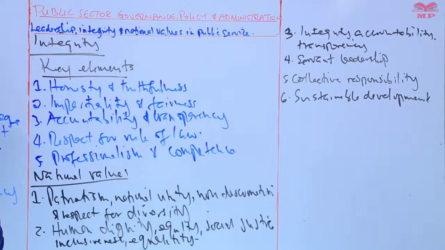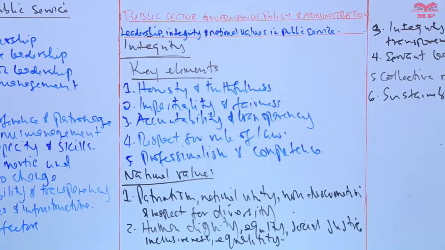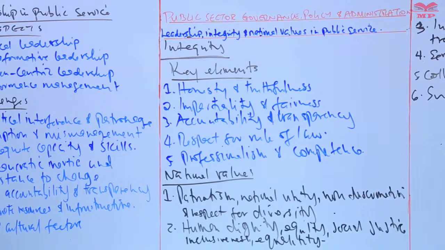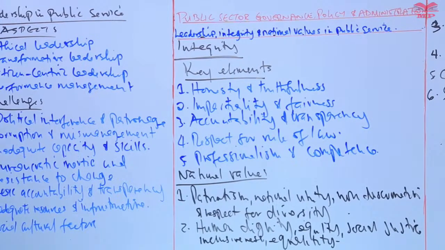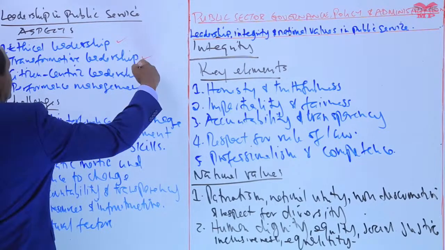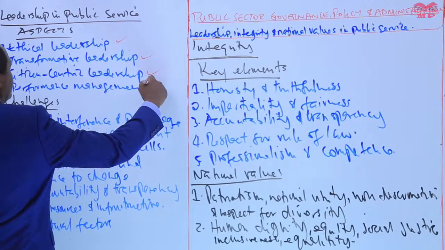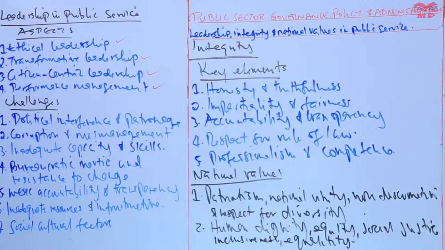We began by analyzing aspects of leadership in public service, and we identified four aspects: ethical leadership, transformative leadership, citizen-centric leadership, and performance management. We also identified seven challenges in public service.